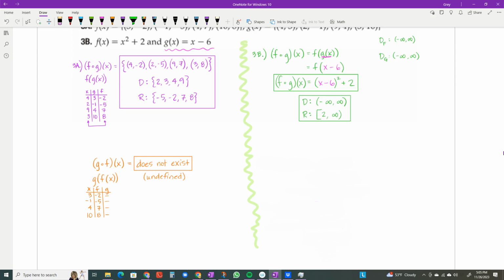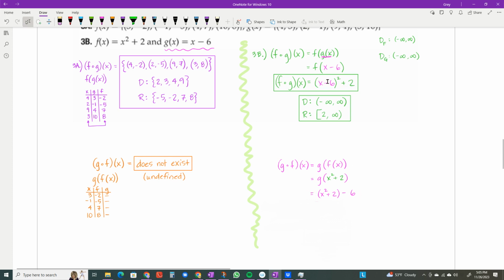g of f of x. So I'm going to replace f of x with x squared plus 2, and then put it into g of x. So when I put that into g of x, it tells me take whatever you have in parentheses and subtract 6. So I'm replacing x squared plus 2 in there. And y'all, I have the parentheses just so that you can follow what's happening from one step to the next. But you do need to simplify that because it can be simplified.